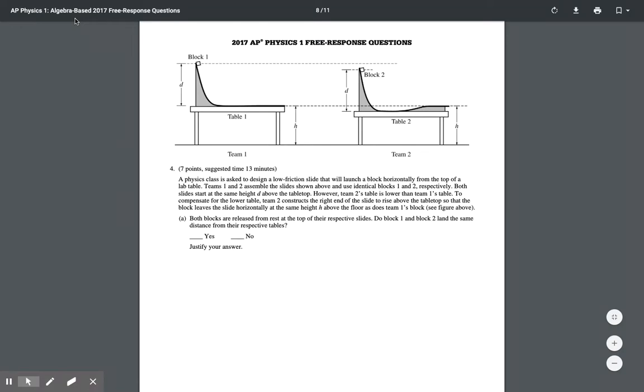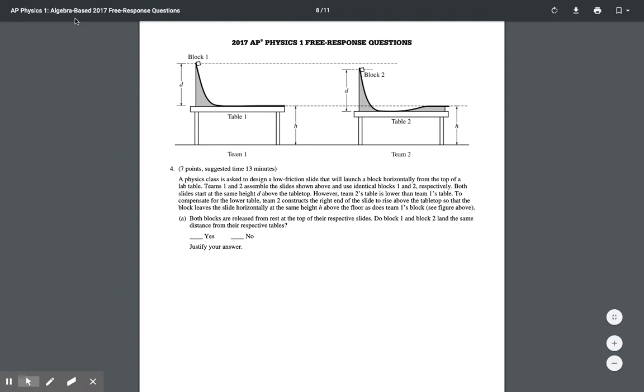The second type of question, which is worth 7 points, is worth 40% of your test. You will get 15 minutes to answer the question on the AP exam. So this is a paragraph response.